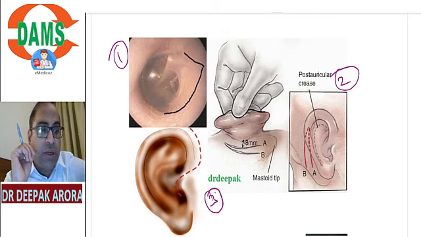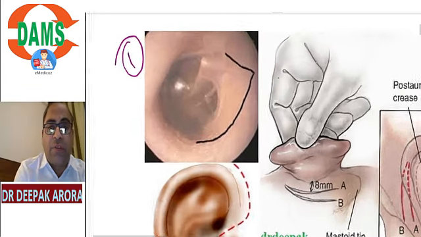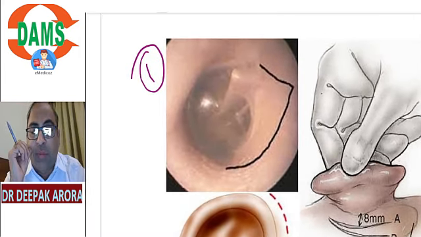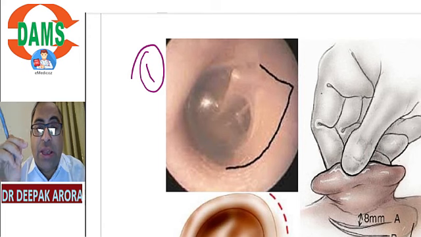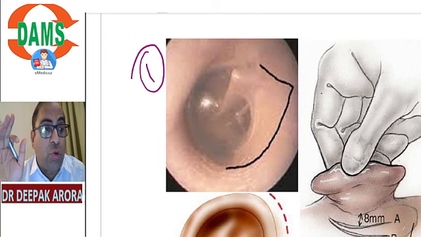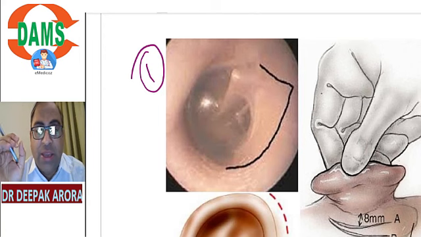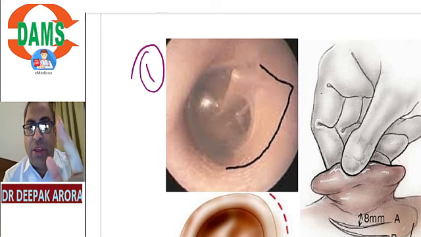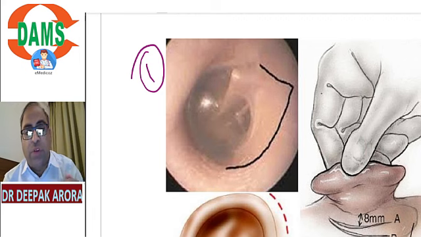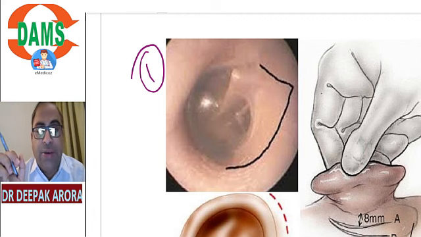Can you tell me, beta, what will be the drawback of this incision? The drawback of this incision will be that I will not have complete exposure of the middle ear. I will have exposure to only a small area of the middle ear. Anyone who can tell me the name of the incision and where we use this incision, which I am showing you in the slide?